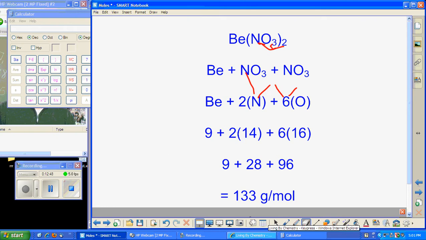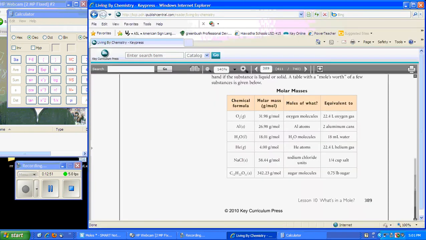So you have a better idea of what a mole kind of means as you look at it. A mole of oxygen would weigh twice what individual oxygens would weigh, so that's about 32 grams per mole. A mole of oxygen would be 22 liters of gas, so that's 11 2-liter bottles. A mole of aluminum is about 2 cans. Every can is about 13 grams. A mole of water would be 18 milliliters. A mole of salt would be about 1/4 of a cup.